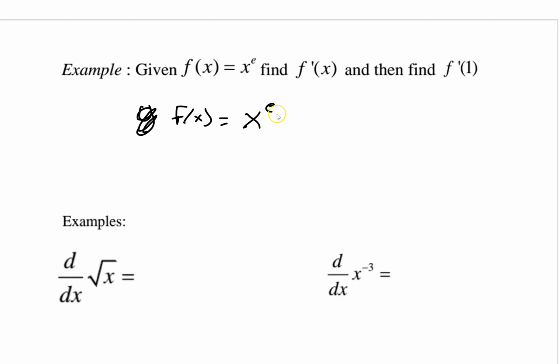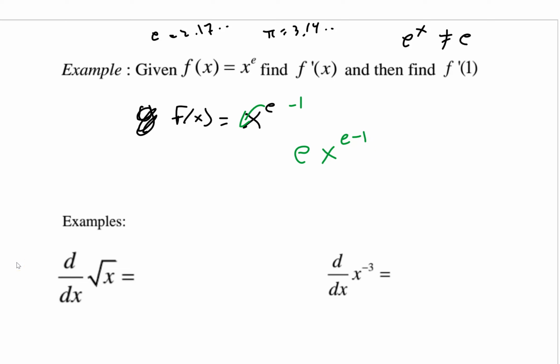E by itself is a constant. That's not e to the x. There's a difference between these two. E is kind of like pi. E equals 2.71, blah, blah, blah. Pi equals 3.14, blah, blah, blah. They're just constants. So you know it looks funky, you treat it the exact same way you treat anything else. You're going to bring the e down and subtract 1 off. So you're going to get this thing, x to the e minus 1.